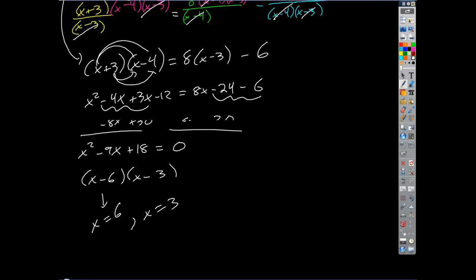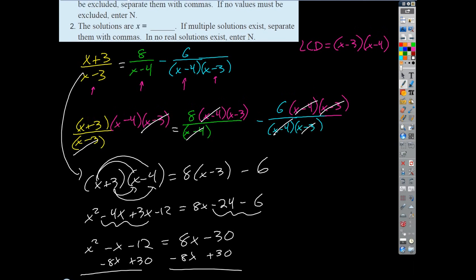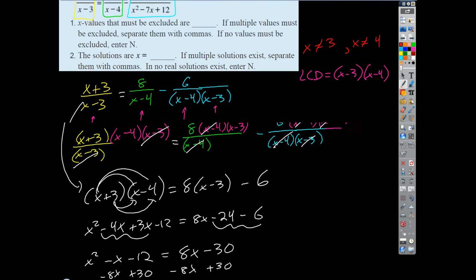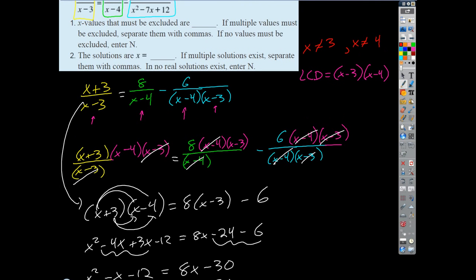But let's go back up and see if we had any excluded values. Well, if we look at the factors that are in the denominators, those are x minus 3 and x minus 4. So what's that tell us about our domain? Well, that tells us that x cannot equal 3 and x cannot equal 4. So if we're inputting this in Moodle, then we need to include in our list up here of excluded values the numbers 3 and 4.